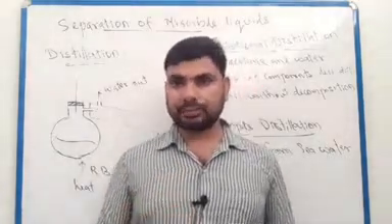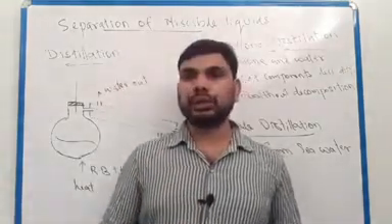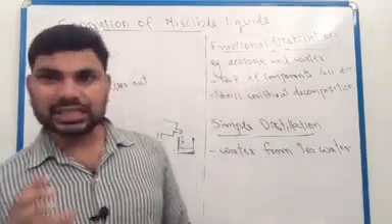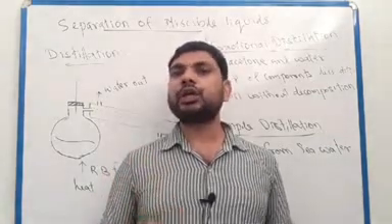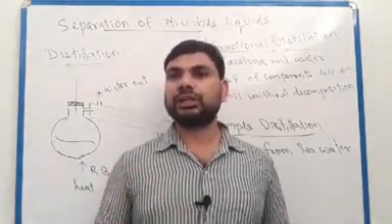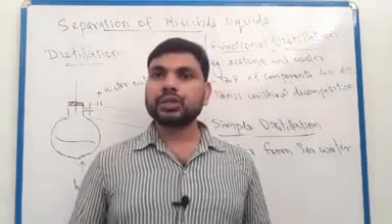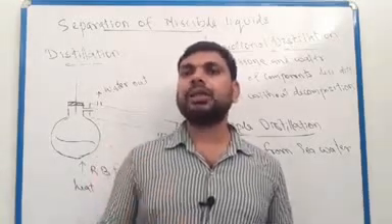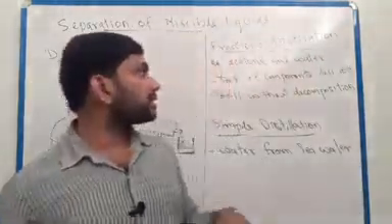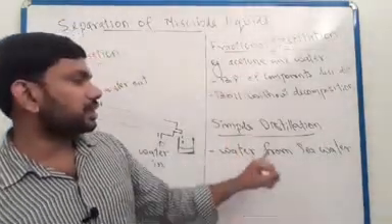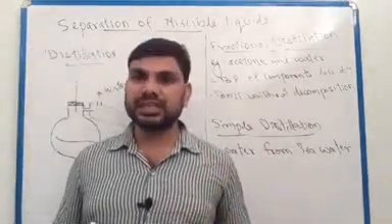It is distillation. We will use another term, distillation, to separate miscible liquids. Distillation means the process by which we separate miscible liquids. Miscible liquid means two liquids mix with each other. Example, alcohol in water, acetone in water. There are two types of distillation we will discuss, simple distillation and fractional distillation.